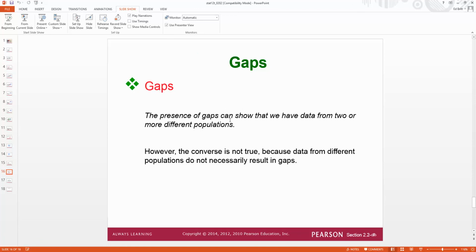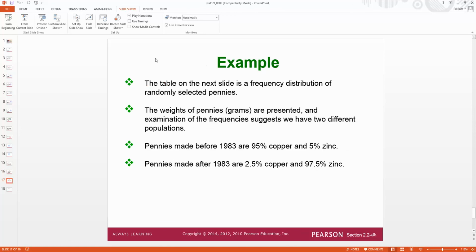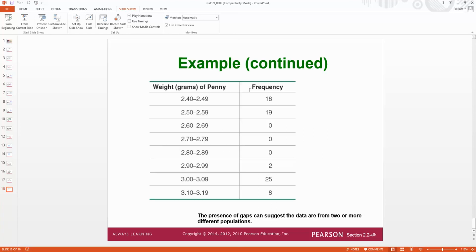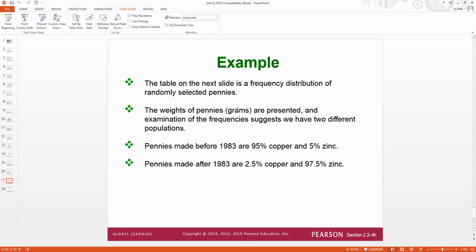Gaps. The presence of gaps can show that we have data from two or more different populations. However, the converse is not true, because data from different populations do not necessarily result in gaps. So let's look. The table on the next slide is a frequency distribution of randomly selected pennies. Here's a frequency distribution of the weight of pennies. The weight of pennies in grams are presented, and examination of these frequencies suggests we have two different populations.